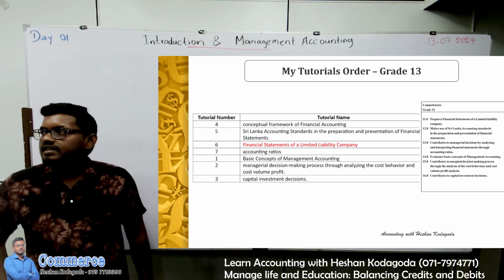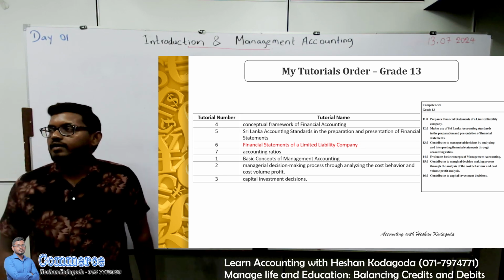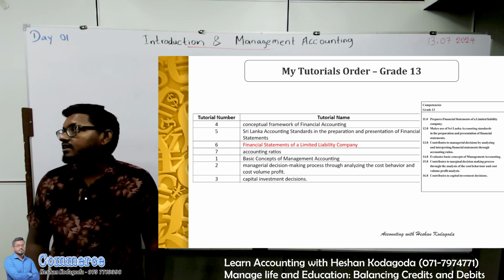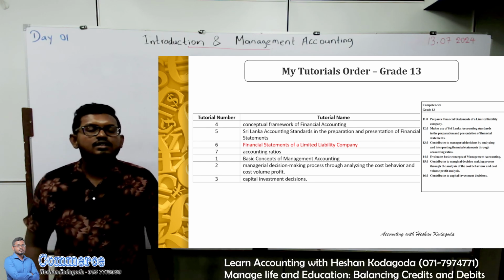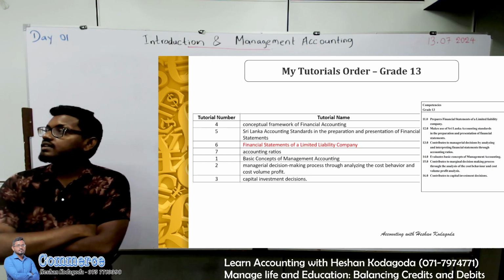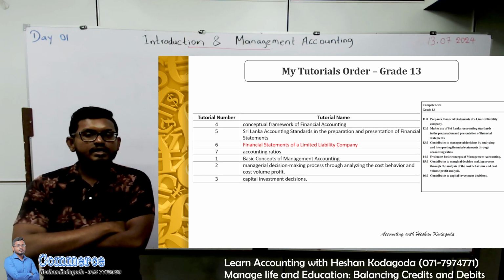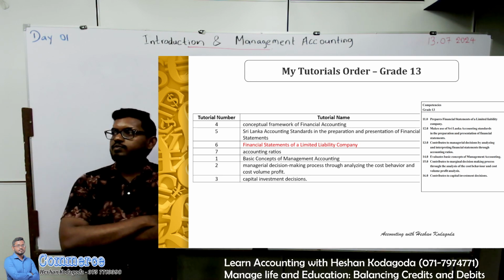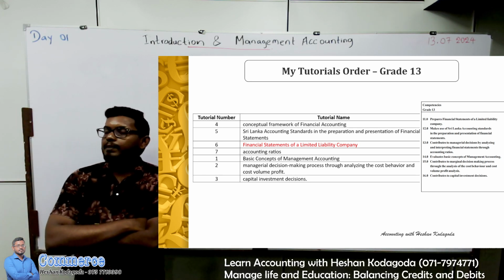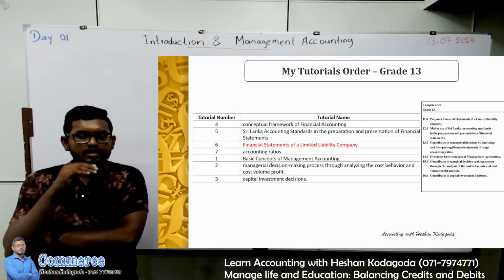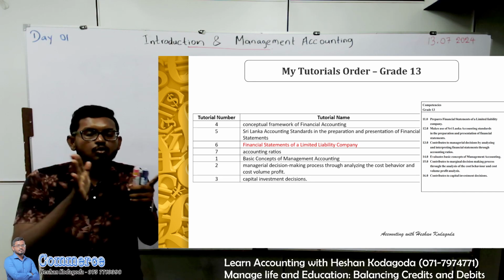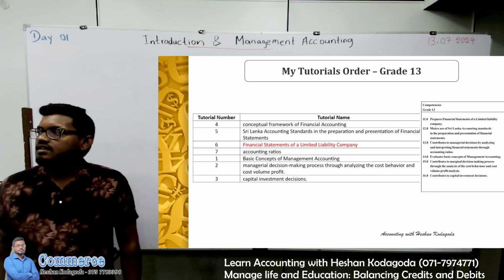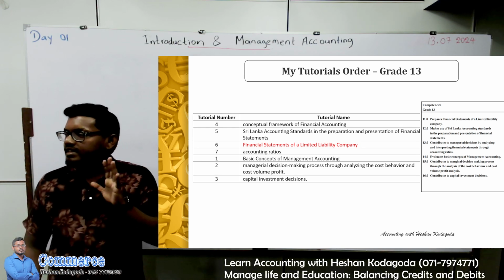When it comes to grade 13, you can see starting from the conceptual framework, then company accounts, then the accounting standards. Conceptual framework, accounting standards. After that, we are learning the company accounts. Then the accounting ratios, basic concepts about management accounting, CVP analysis, which means cost, volume, and profit analysis, and capital investment decisions. I'm starting from management accounting. Why? There are students who don't have knowledge in grade 12 lessons. That's why I'm doing the first 4 lessons. Once I finish the management accounting part, it will be easy and clear to you in this class.